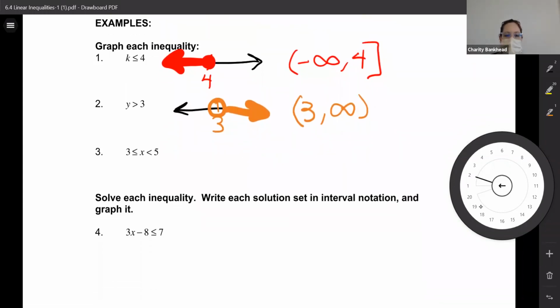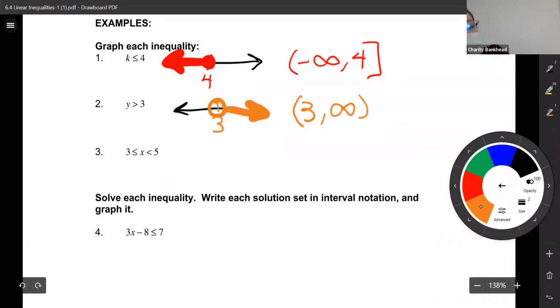All right, so number 3. So again, I'm going to do my number line. So I've got 2 endpoints basically on this one. It's going from 3 to 5.